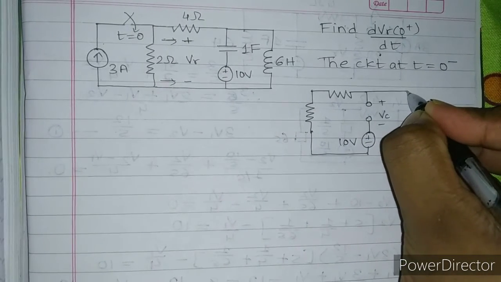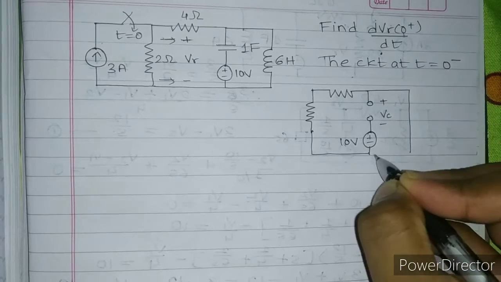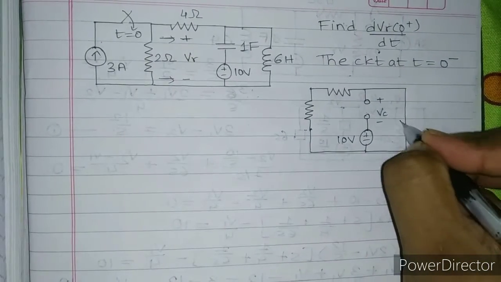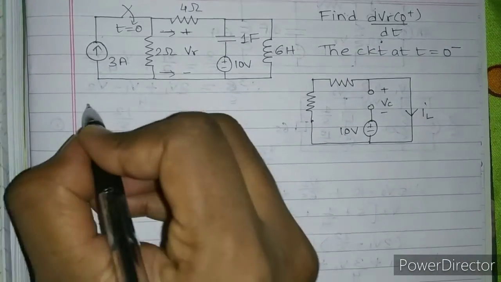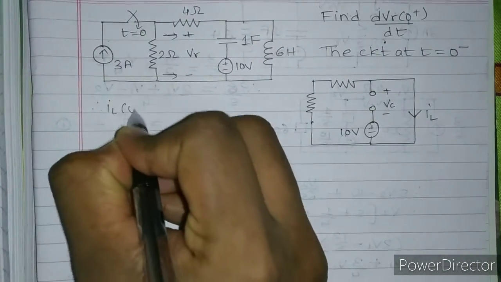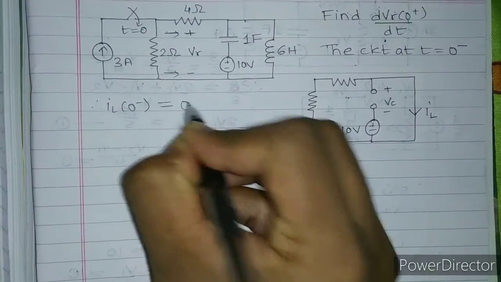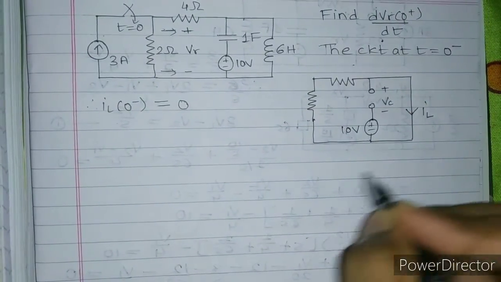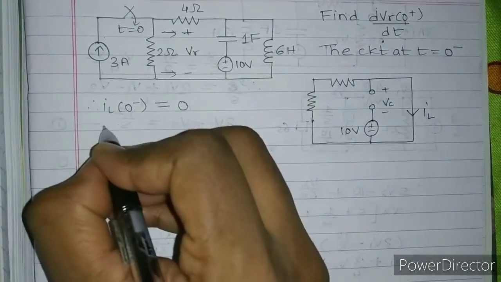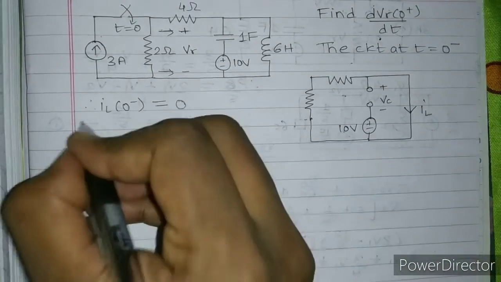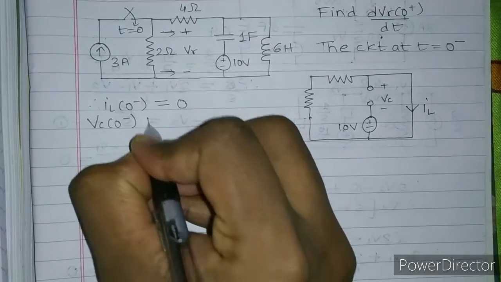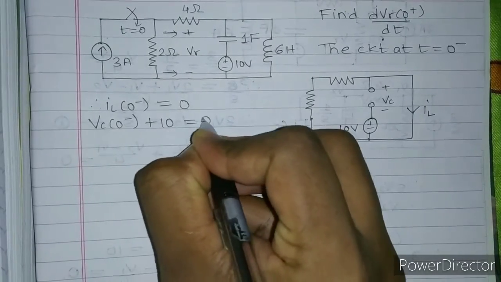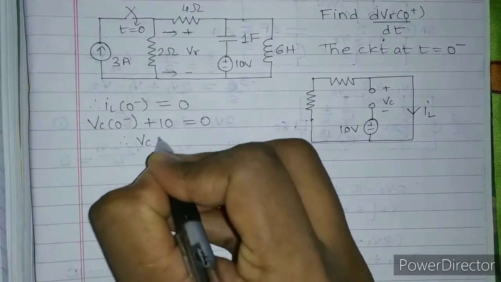Voltage across the capacitor is Vc. The current through the short circuit will be IL. So from the circuit we can see that no current will flow through the inductor. So IL of 0 minus will be equal to 0. Now by applying KVL over here we can see that Vc plus 10 is equal to 0. Hence Vc of 0 minus will be equal to minus 10.